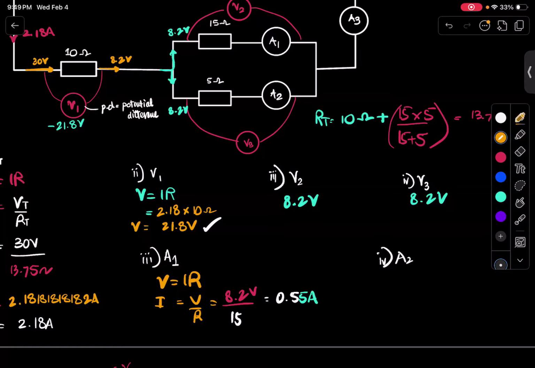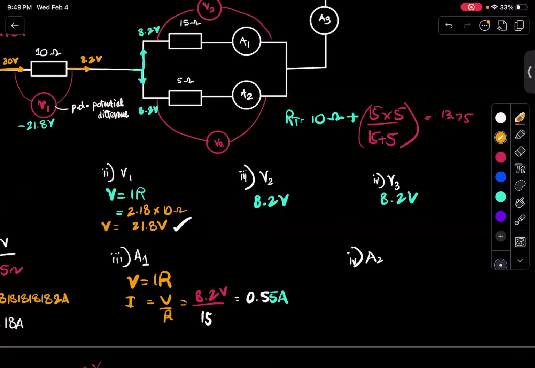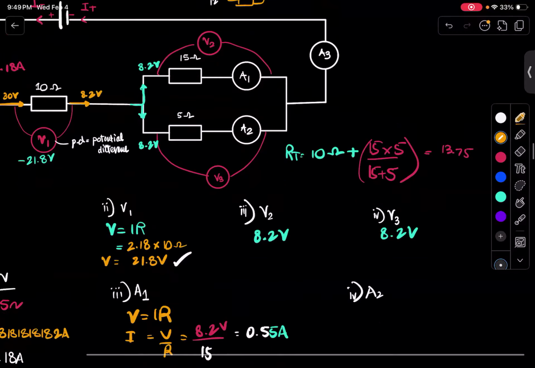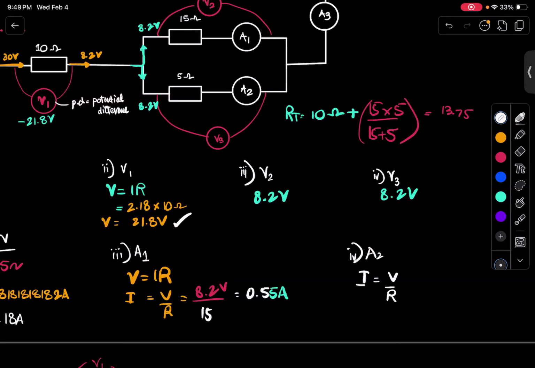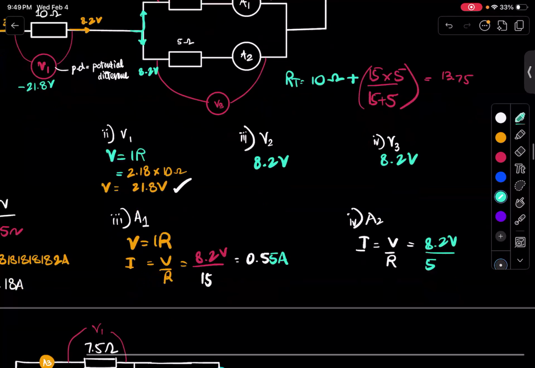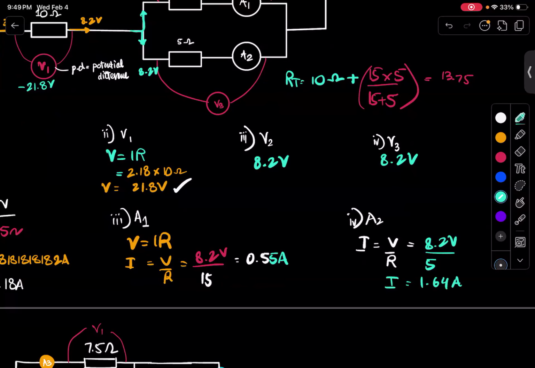Okay. Now, what about A2? How do you figure out A2? Same way, right? I equals V over R. What is the voltage going through A2? A2 is this one, by the way. That is 8.2 volt. And what is the resistance? 5. So 8.2 over 5. So 1.64 ampere is this current. And that's it. You've solved the question.